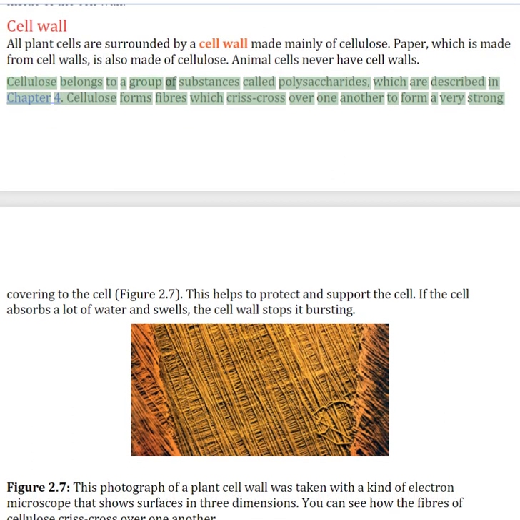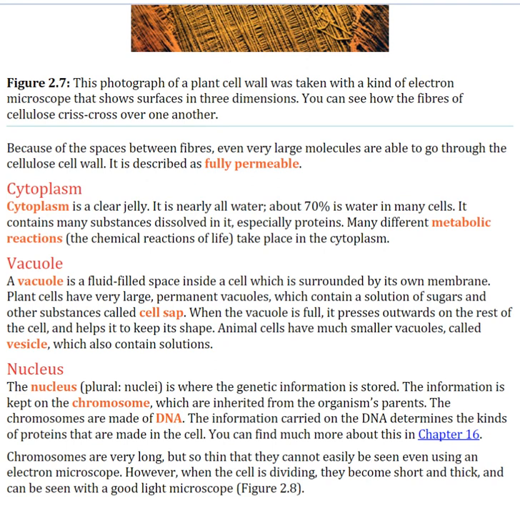Cellulose belongs to a group of substances called polysaccharides, which are described in Chapter 4. Cellulose forms fibers, which crisscross over one another to form a very strong covering to the cell. This helps to protect and support the cell. If the cell absorbs a lot of water and swells, the cell wall stops it bursting.